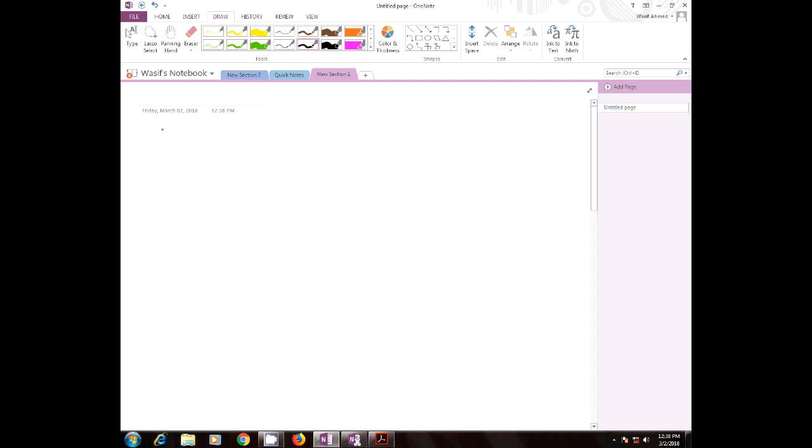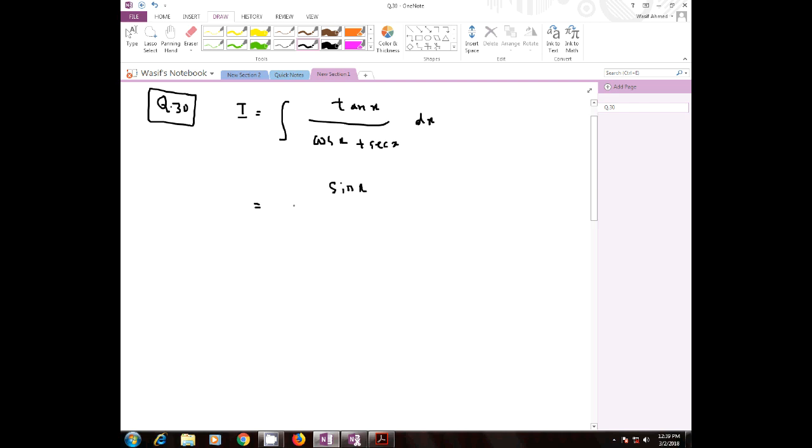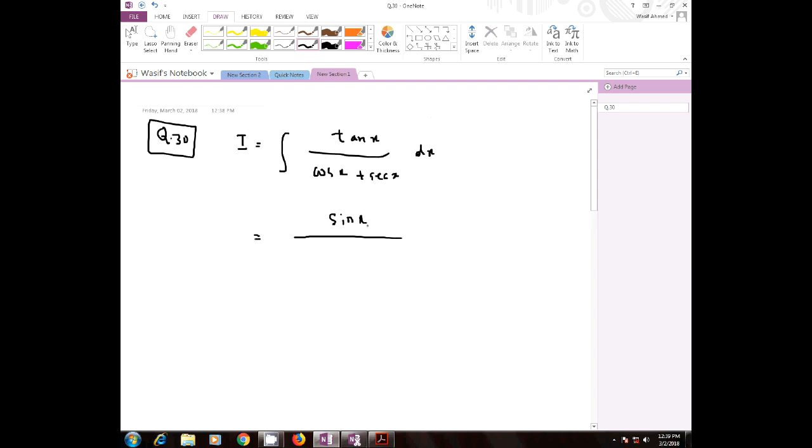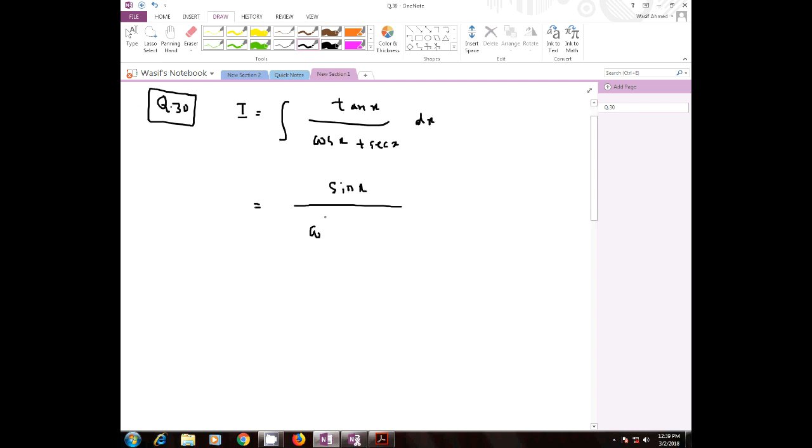In this question you have to integrate. This is question number 30, and in this question you have to integrate I equal to tan x divided by cos x plus secant x dx. This is equal to sine x divided by cos x plus 1 divided by cos x, and here it is also cos x.